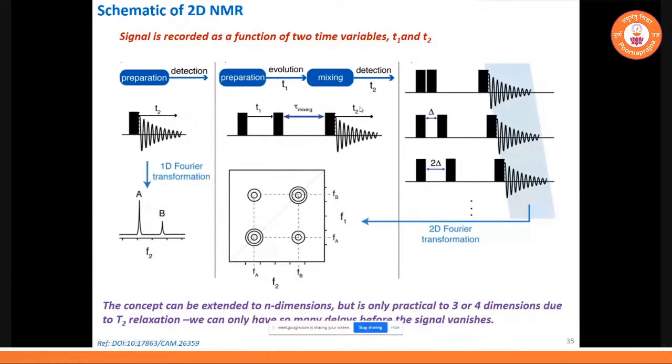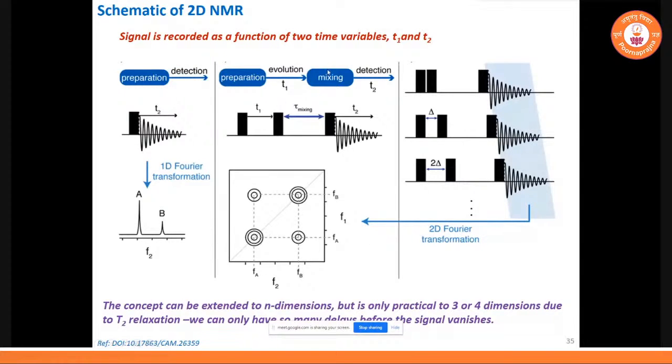In the first case, t1 will be 0. Then we record the spectrum. For the next step, in a small step, we increase this delay. As a function of that, we keep on recording the spectrum for different steps. Each data set is stored in the form of a matrix. Finally, when we acquire sufficient data as a function of this t1 period, we do a double Fourier transform, and then we get the two-dimensional spectrum.